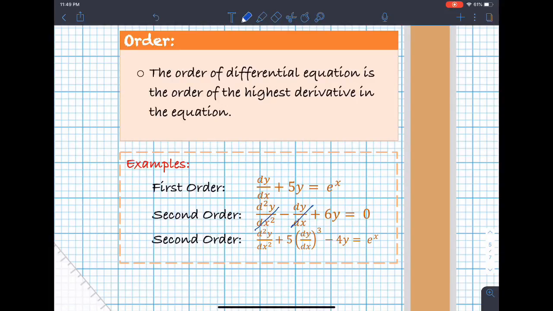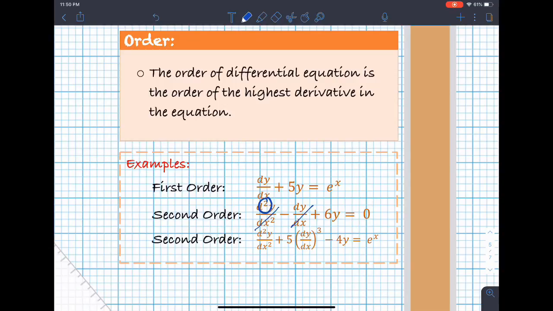However, the higher derivative here would be the second derivative. So therefore, it is considered a second order differential equation. And lastly, we have the third equation: the second derivative of y with respect to x, plus 5 times the first derivative of y with respect to x raised to 3, minus 4y equals e raised to x.